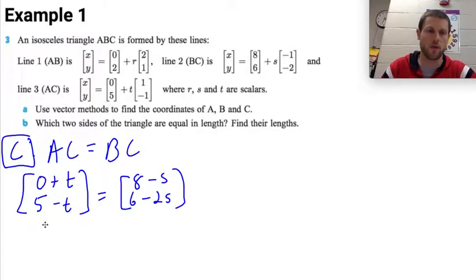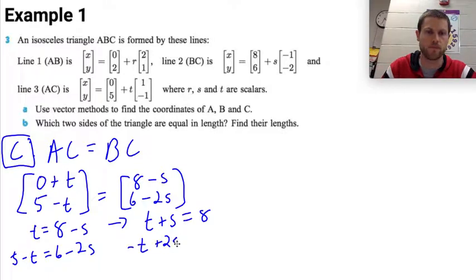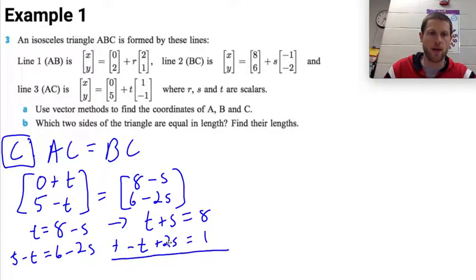So we'll drop the vector notation and go to our components or our parametrics. t is equal to 8 minus s, and 5 minus t is going to equal 6 minus 2s. Actually, let's rewrite this in standard form here. So we have t plus s equals 8, and we have negative t plus 2s equals 1. All right, let's add them up. And I get 3s equals 9, and hey, that's convenient.